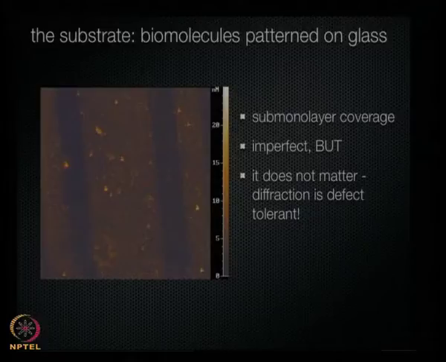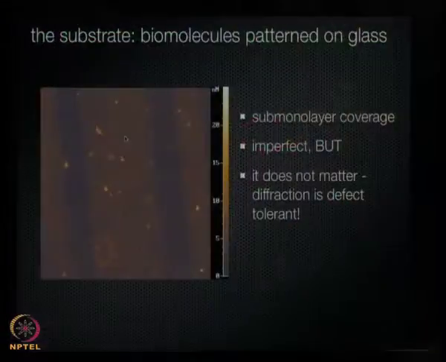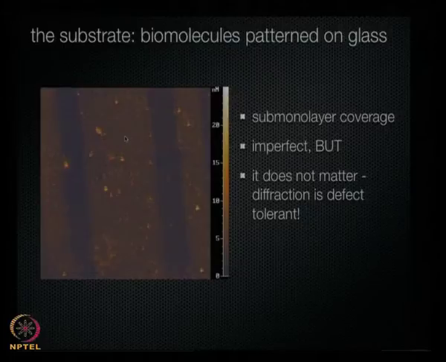What do you mean by defect tolerant? Because if there is some defect, are we going to have a different type of diffraction pattern, or can that be compensated because of the nature of diffraction? Yeah. Well, the nature of light is such that it will pick out the repeats that are of the order of its wavelength or higher.